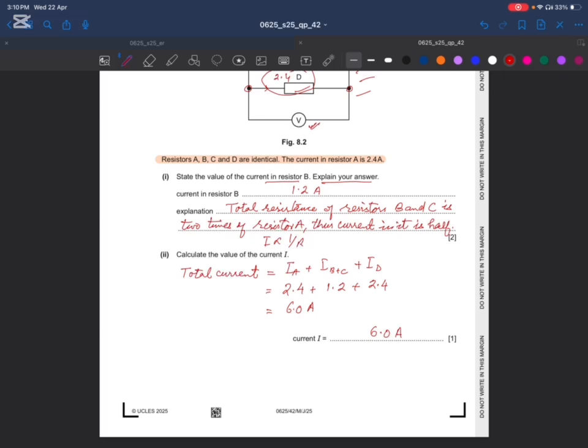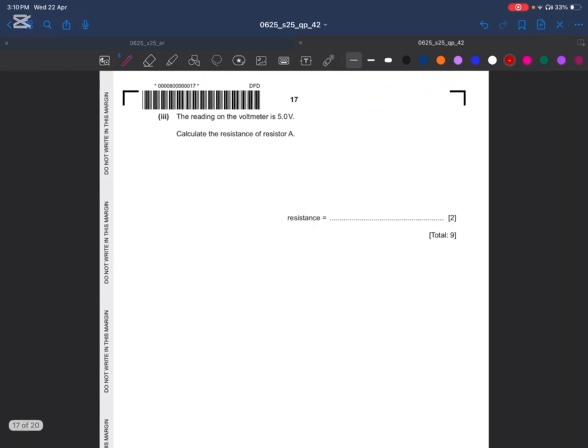Again and again, I'm telling you that the units are very important. Where they have given it, it is fine, but if you do not have the unit in your answer, you have to write the unit. Be careful. The reading on the voltmeter is 5.